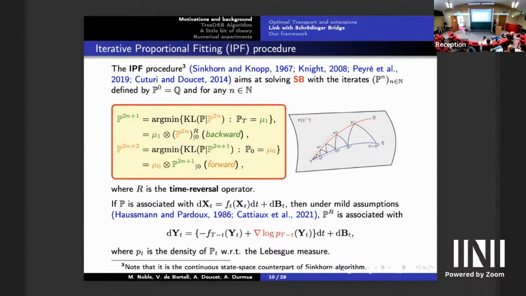But now consider that I don't have two lines, but I have K lines. And so you alternate between these K lines, basically.